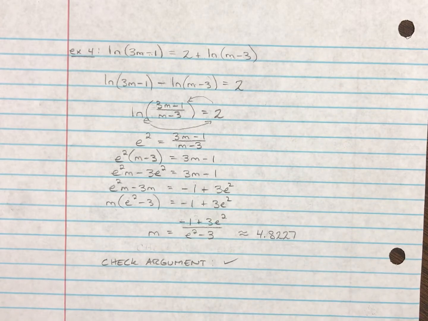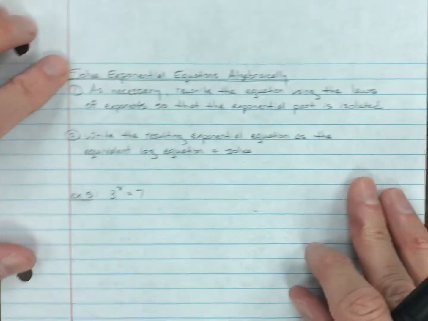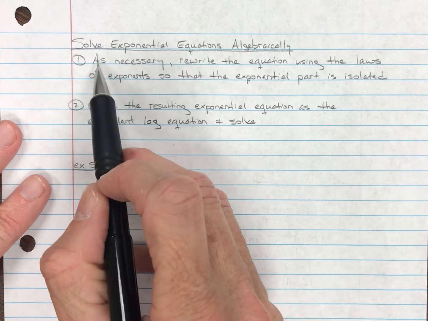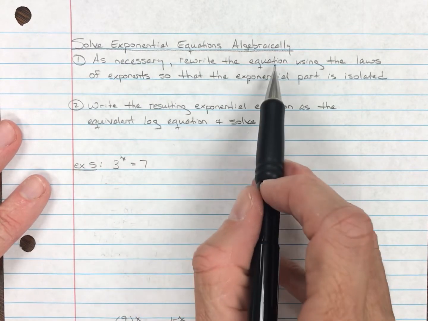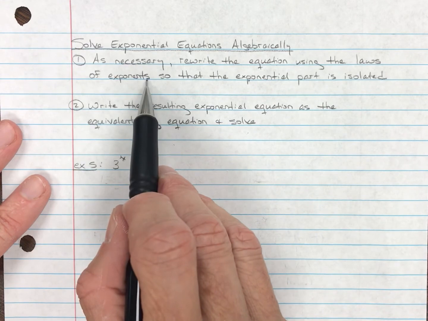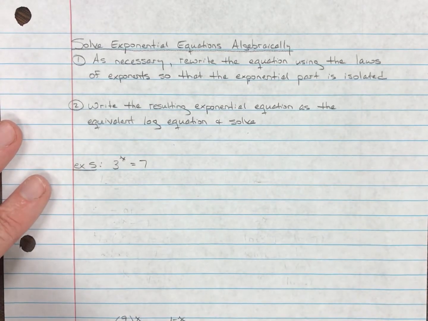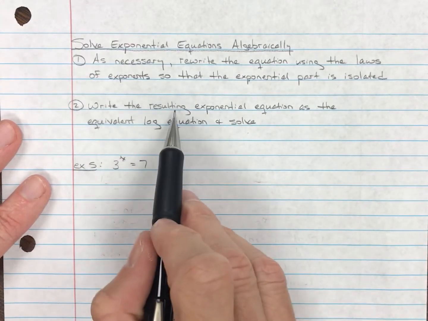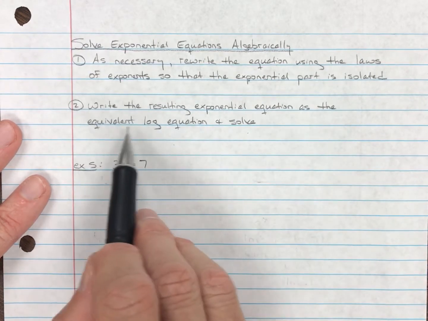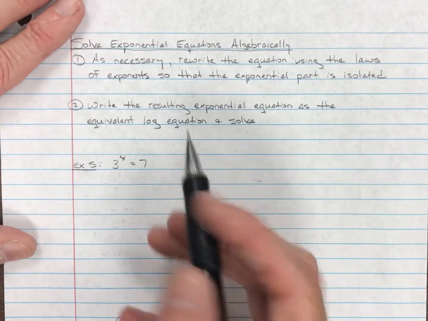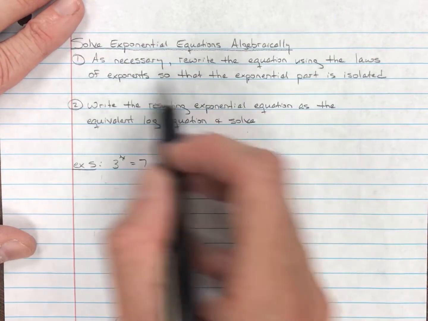I'm going to move on to exponential equations. Okay, so here we are. How do we solve these exponential equations? Well, step 1, as necessary, rewrite the equation using laws of exponents so that the exponential part is isolated, if possible. All right, write the resulting exponential equation as the equivalent log equation and solve. Okay, so let's take a look here. 3 to the x equals 7. Step 1 is done.